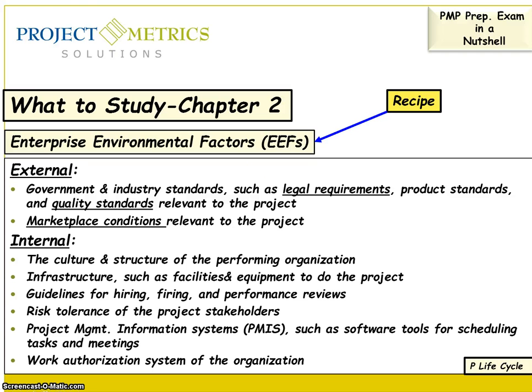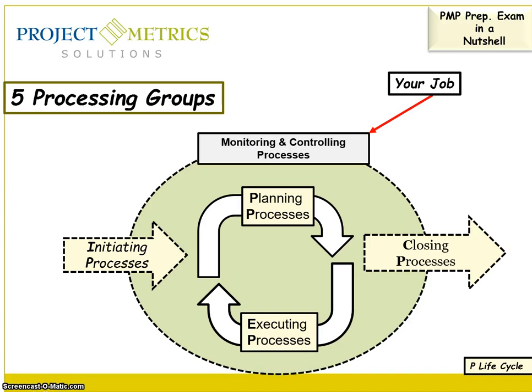A strike, you don't have control over these things, which is external. Consider it external. The other thing, internal, is the culture and the structure of the performing organization, and the infrastructure, etc. Now, I'd like you to look at the next slide about the project life cycle.